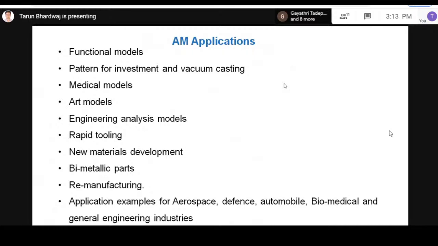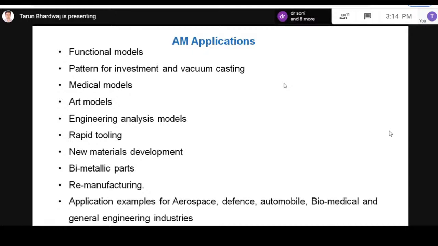And rapid tooling, new material development. If you want to develop a new material, you can do it very easily by the additive manufacturing process, because it gives you a chance to alloy different elements. It is quite difficult with other processes, like casting, for developing a new material or new alloy.